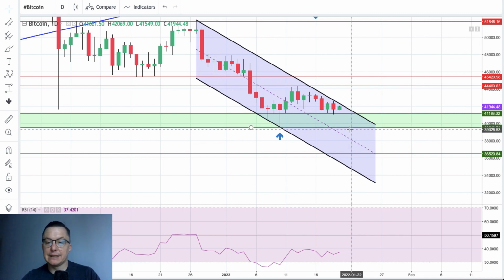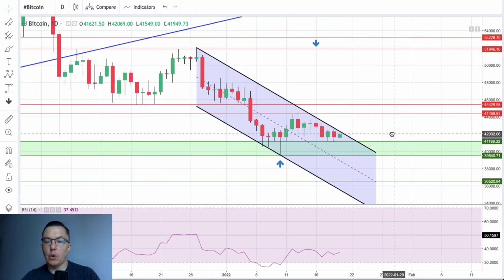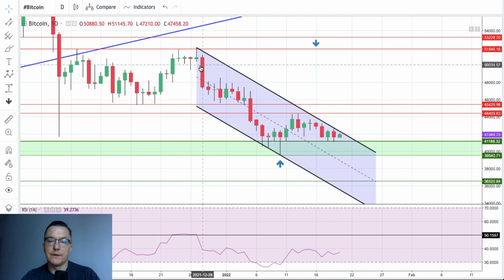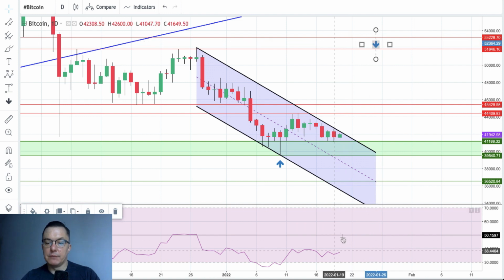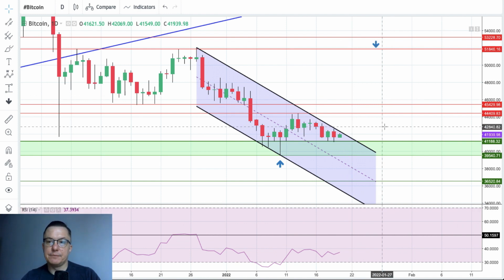So far it didn't happen, so that's the alternative negative scenario for Bitcoin. But any show of strength in the form of a breakout, first out of the channel above 44,409 and then 45,429, is a show of strength, which means that the momentum might approach the level of 50, the neutral level, and then break to the upside. So far, nothing like this behavior is present on the daily time frame chart of Bitcoin. So we still have to wait for further development on Bitcoin.